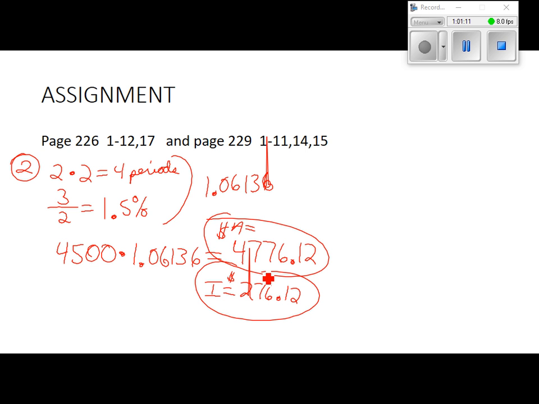So either way, whether it's using the chart or using the formula, we come up about the same. It might be a penny or two off one way or the other. But it should be fairly close. If you're coming like $10 off, something's wrong. You did something wrong.